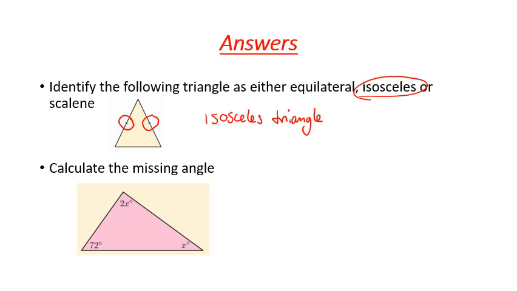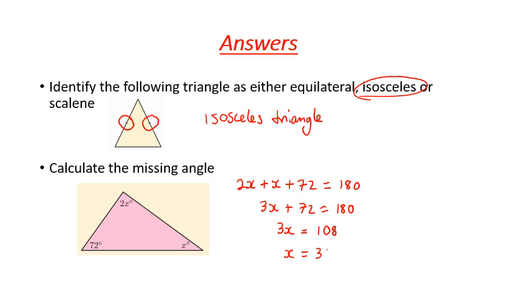In our second example, we know that if we add all the internal angles, we get 180. So we've got 2x plus x plus 72. That gives us 180 degrees. 2x plus x is 3x plus 72 equals 180 degrees. And now we're simply just solving an equation. I'll rewrite that x so it looks a little bit neater. 3x is therefore equal to 108, and x is going to be equal to 36 degrees.